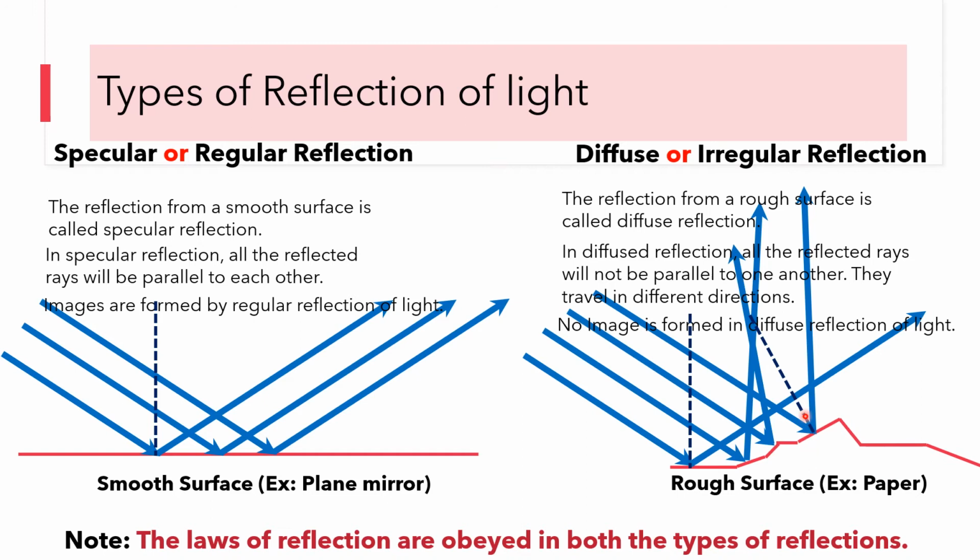But the diffuse reflection also follows the two laws of reflection. So here also at this point of incidence, angle of incidence equal to angle of reflection, and the incident light ray, reflected light ray, and the normal line at the point of incidence all lie in the same plane. So finally we can say that whether it is a specular reflection or a diffuse reflection, it follows the laws of reflection.